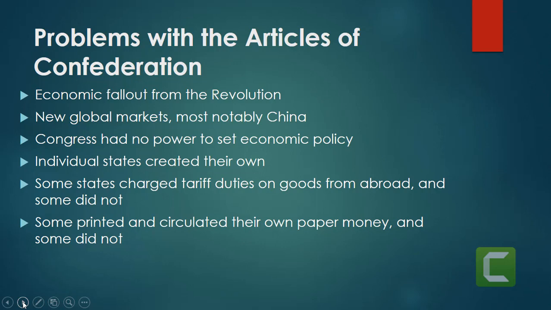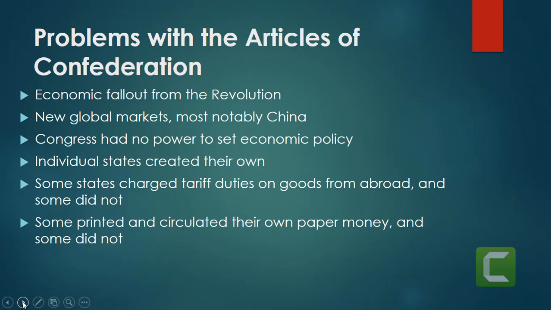The problem, though, is that under the Articles of Confederation, Congress had no power to set any kind of economic policy. When it came to determining the monetary future of the country, Congress had no power at all to do that. Instead, individual states created their own economic policies. So Massachusetts might have one set of economic policies, Pennsylvania might have another, and North Carolina might have another, and South Carolina might have another.